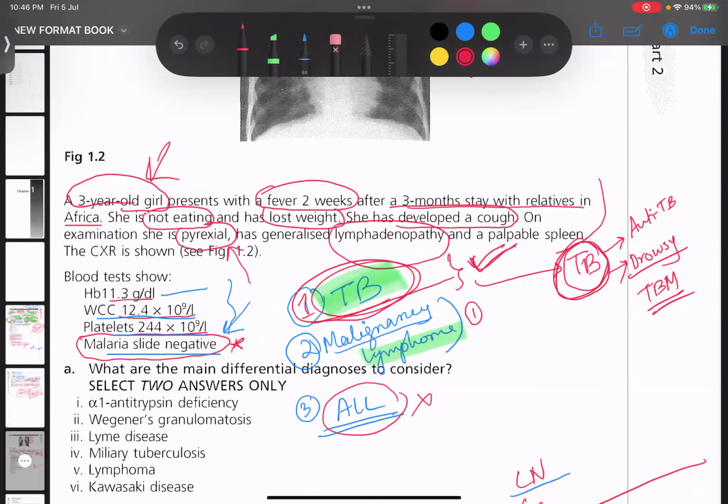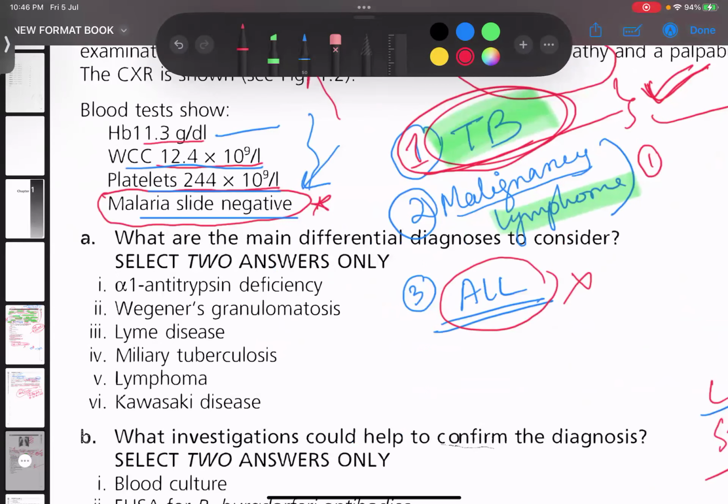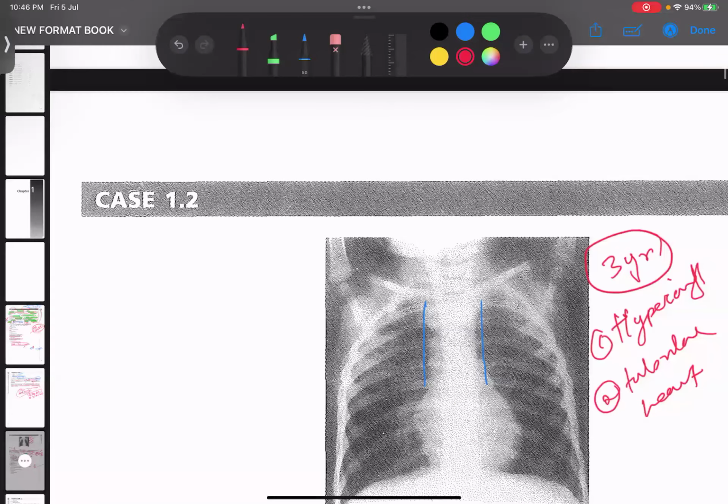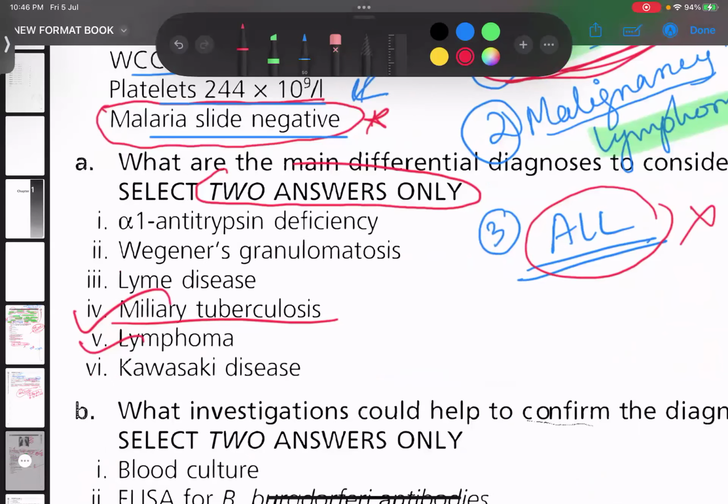So they're asking what are the main differential diagnoses to consider in this case. They're asking for two answers. Yes, lymphoma and miliary TB. Yes, miliary tuberculosis, even though the X-ray is not very clear, we'll consider this a case of miliary tuberculosis. What about alpha-1 antitrypsin deficiency?